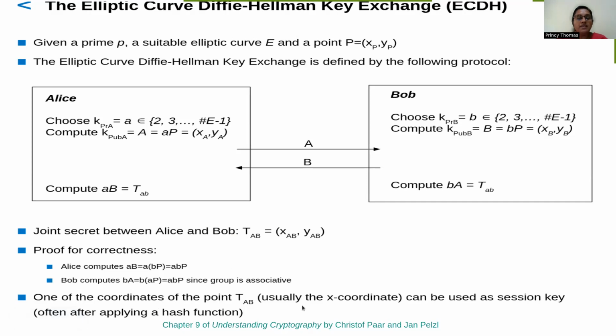Now, normally, remember that TAB is a point. So to use the key, the X coordinate is normally used. The X coordinate XAB is normally used as the session key. And in some cases, this XAB is once again hashed, and the hash value is used as the session key.